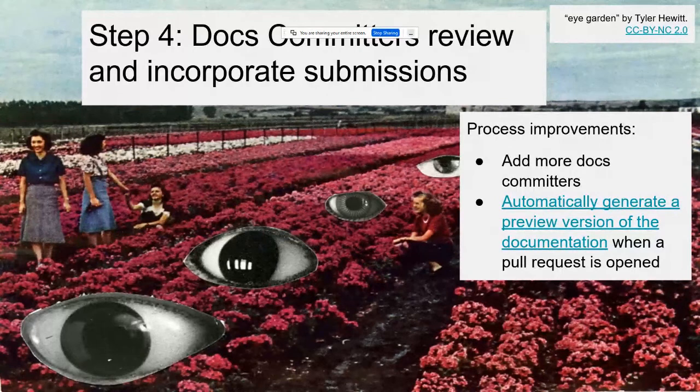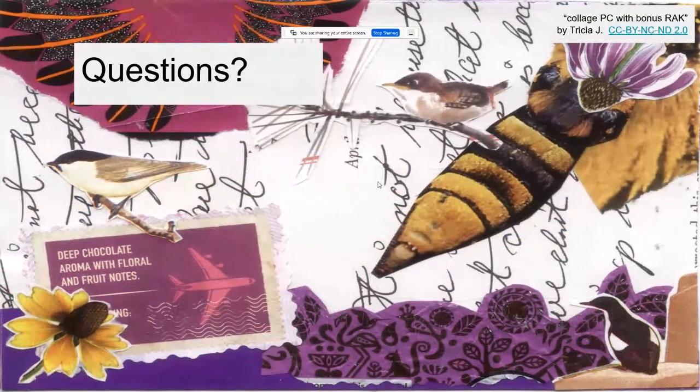Another process improvement that I've been really interested in is that GitHub has features where you can automatically generate a preview version of the documentation with your own changes whenever somebody proposes a new pull request. That way, both the contributor and the committer are looking at the same output. We can see if there are any issues, like if a chapter failed to load, and we can work on that together from the same reference point. And that's all I'll say about that, because I'm interested in hearing questions you have so far about the Evergreen manual.